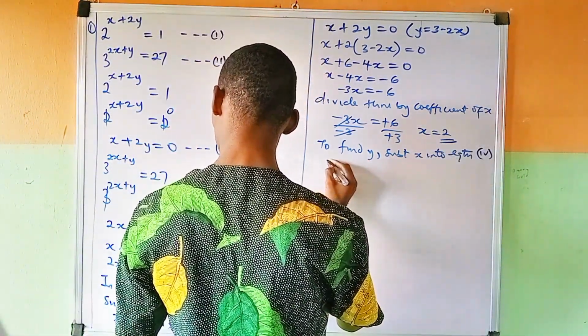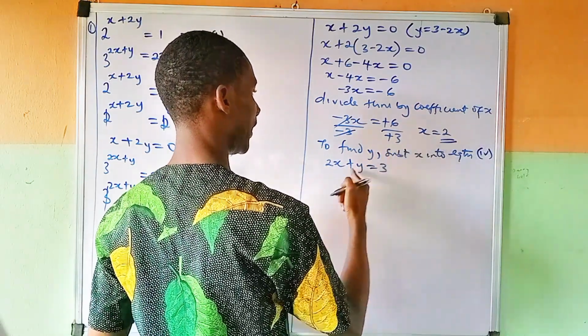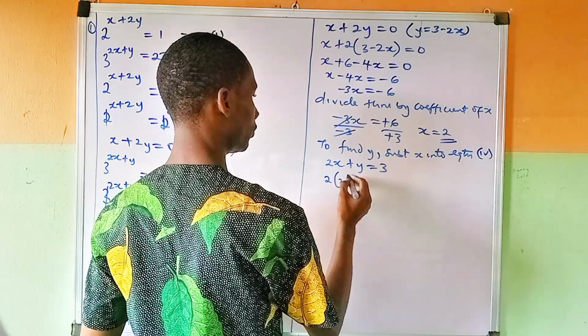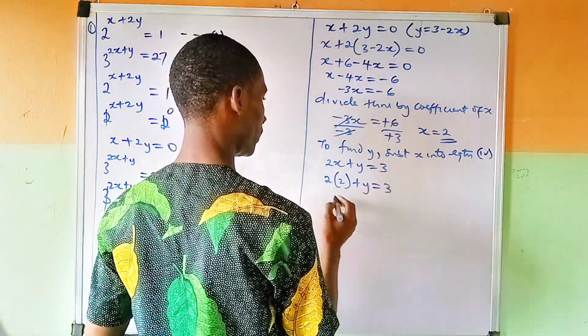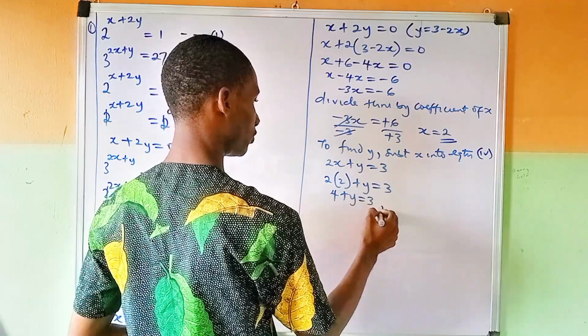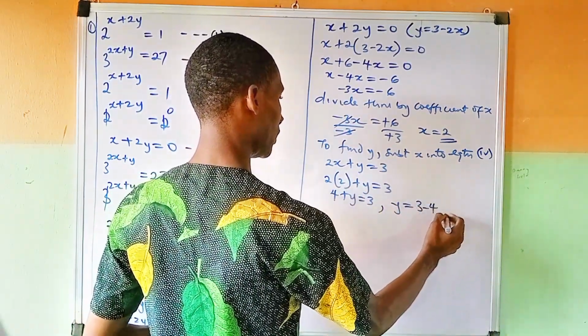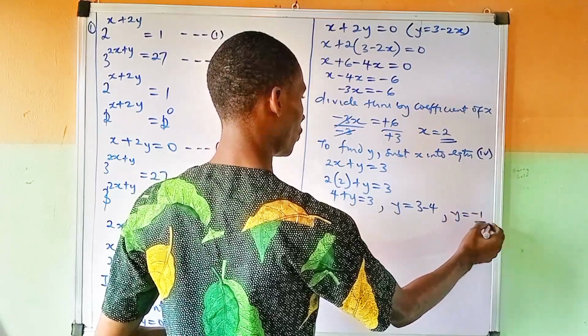What is our equation 4? 2x plus y equals 3. So anywhere you see x here, replace it with 2. 2 into bracket 2 plus y equals 3. 2 times 2 is 4, plus y equals 3. And so your y is going to be 3 minus 4, y equals minus 1.